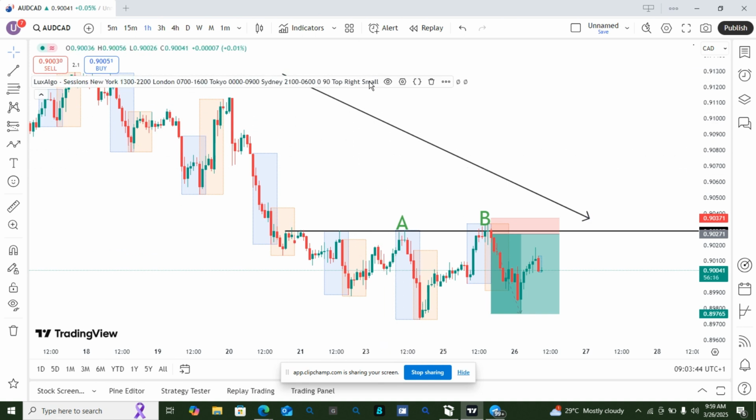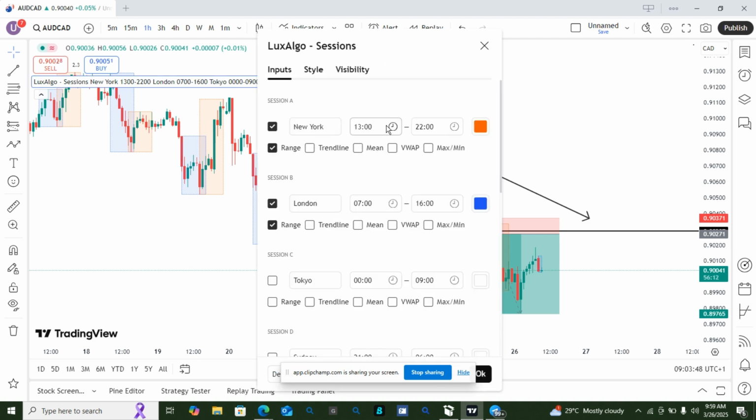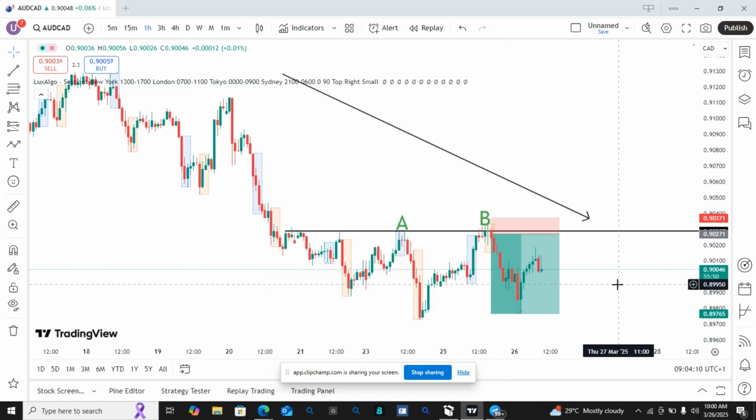Let's go to settings. The second icon here, click on it. So the New York session starts at 13 o'clock GMT and closes at 17. So let's put it here, 17. That's the New York session. The London session starts at 07:00 and closes at 11. So let's put it here, 11. Okay, GMT. So we have set it up. Now you can see I've set it up.